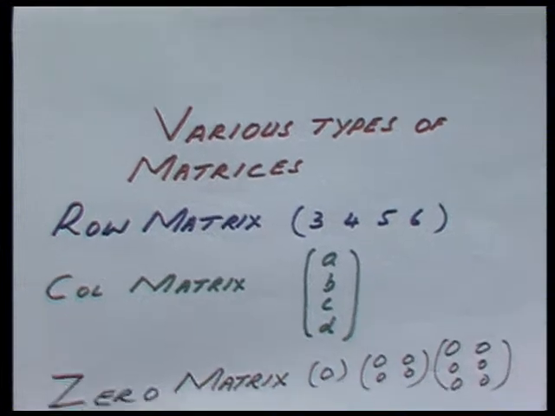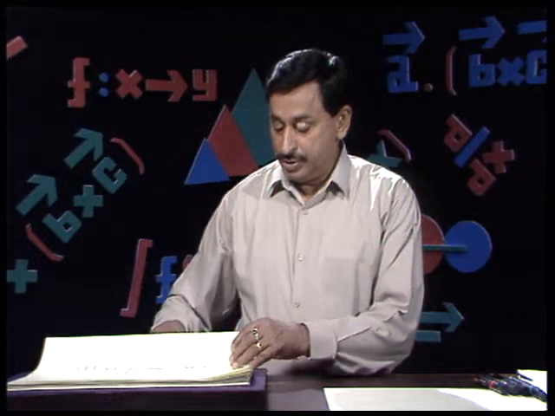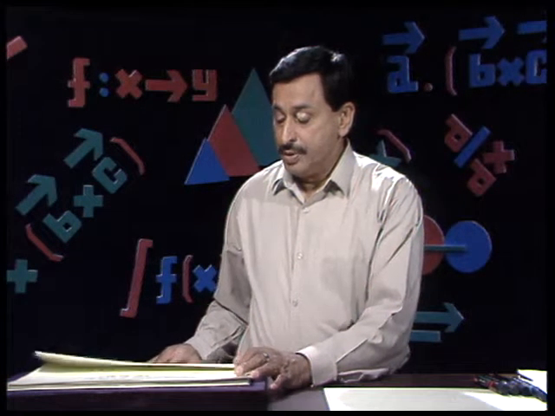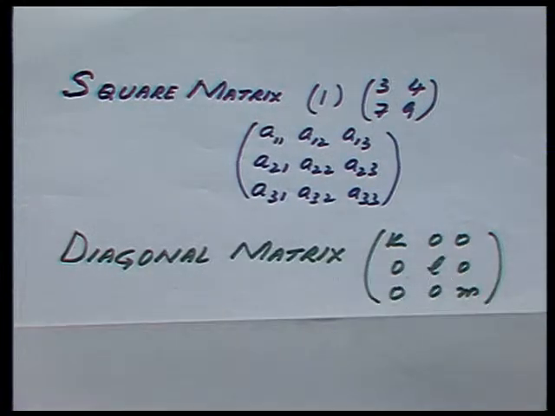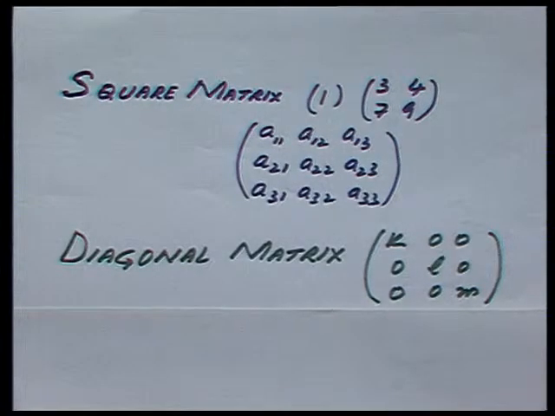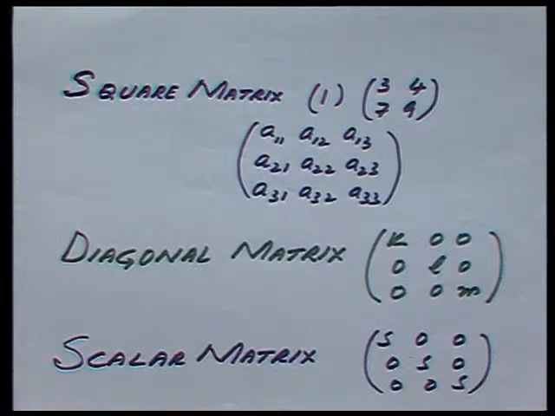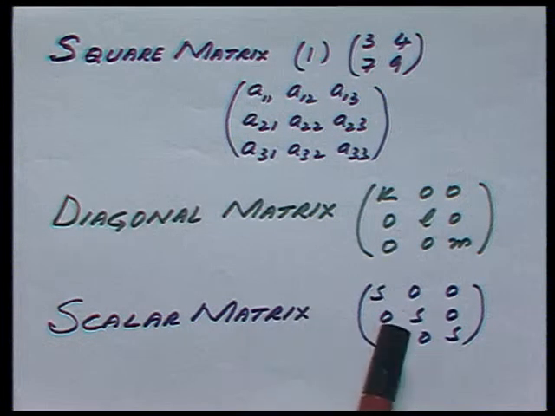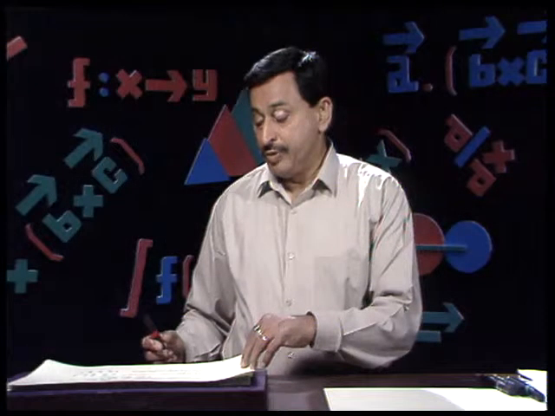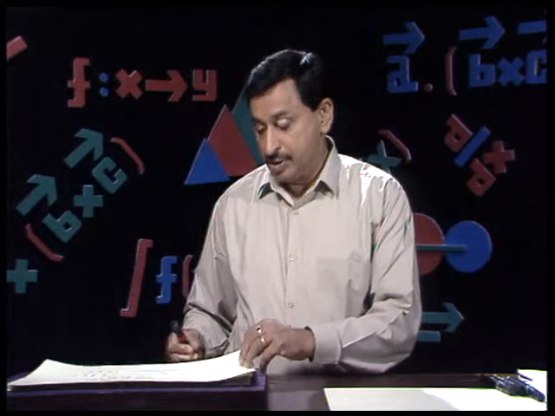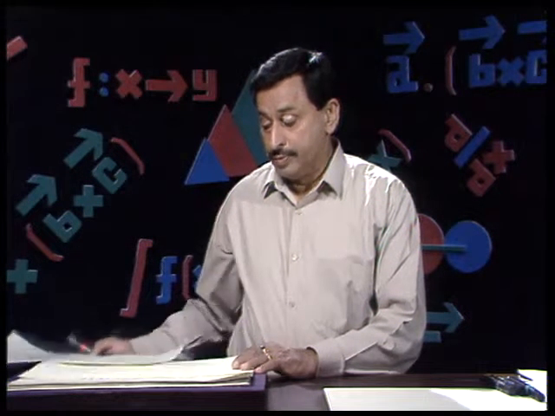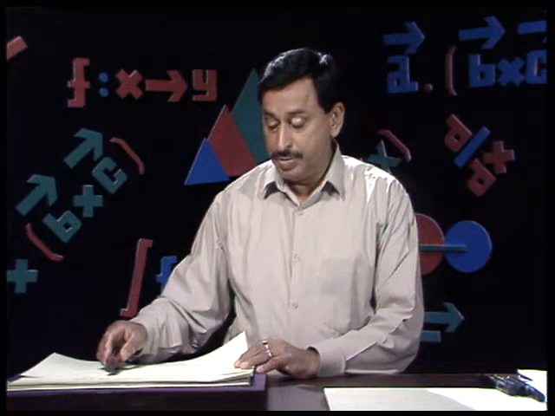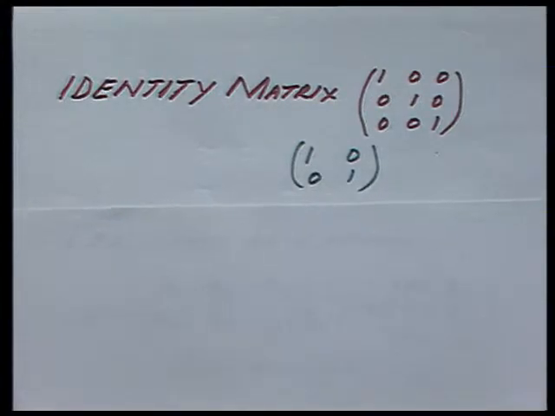are zero. Then other types of matrices that you were introduced to were the square matrix, where the number of rows and columns is the same. Then the diagonal matrix, where we found that all the elements were zero except the ones along the diagonal. And that took us on to a scalar matrix, where the diagonal elements all became equal and the other elements were all zero. And when these equal elements along the diagonal became all one, we termed this an identity matrix. These are the two examples that we are citing here again.